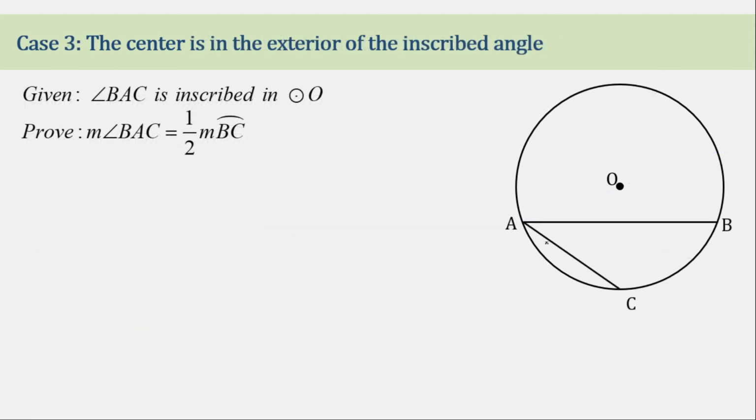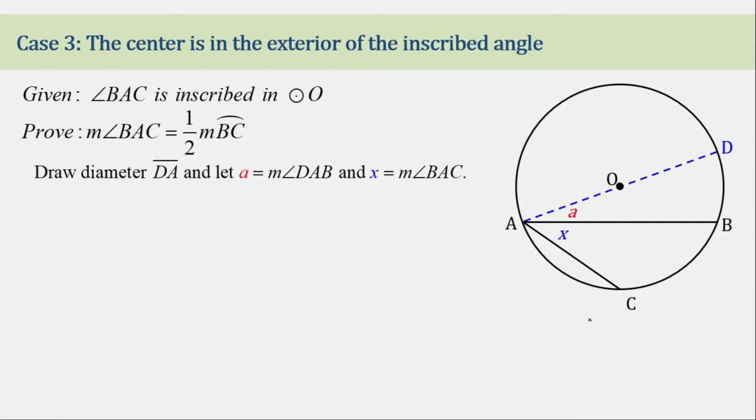Now, for case number 3, the center of the circle is in the exterior of the inscribed angle. So now we will prove that the measurement of BAC is equivalent to 1/2 of BC. So how do we do that? First, again, let's draw a diameter, an auxiliary segment named DA.